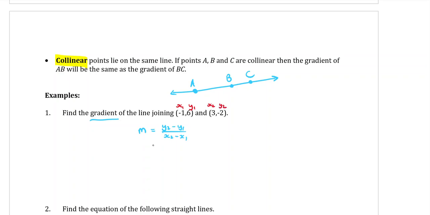And then we sub in. y2 is negative 2, and then minus from the formula, y1, which is 6, over x2, which is 3, minus x1, which is minus 1. So you can then type that into your calculator or however you want to work that out, and the gradient is equal to negative 2.